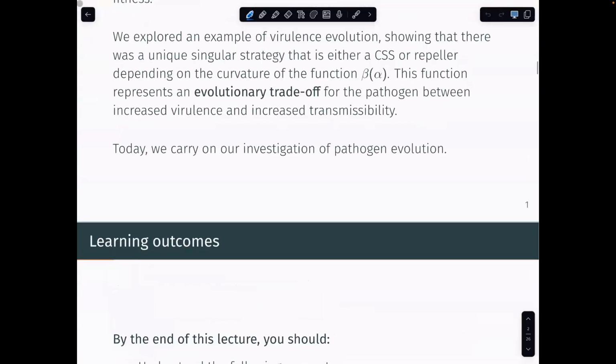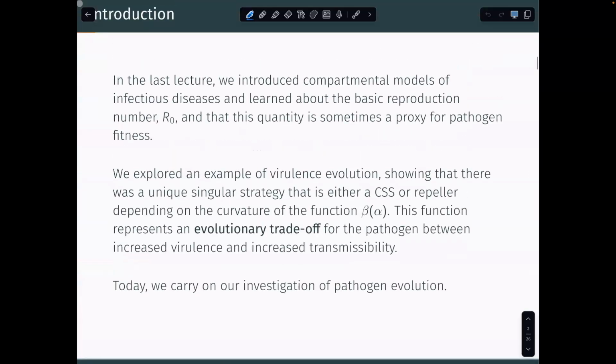Yes. Aren't SIS models unrealistic because we don't have a recovered? It depends on the infection, right? Because, for example, many sexually transmitted infections, things like gonorrhea, chlamydia, there's no long-term immunity from those diseases. So you recover and you're immediately susceptible again. Many invertebrates and plants and things like that as well, they don't have adaptive immune systems.